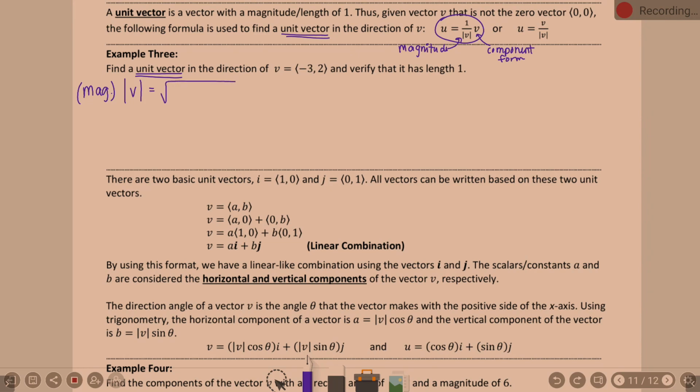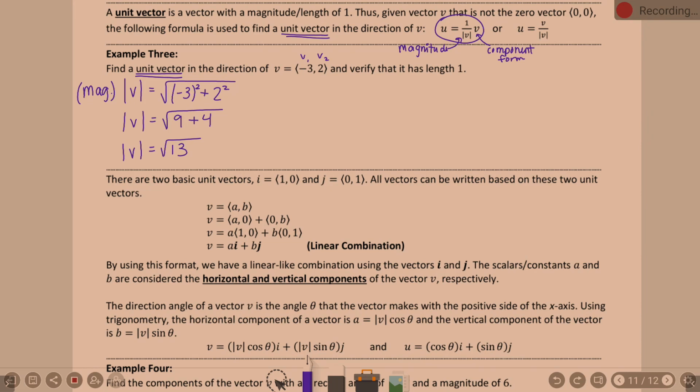What's v1? -3. And what's v2? 2. So it's going to be the square root of -3 squared plus 2 squared. Well, -3 squared is 9. 2 squared is 4. 9 plus 4 is 13. So what is the magnitude? Square root of 13.